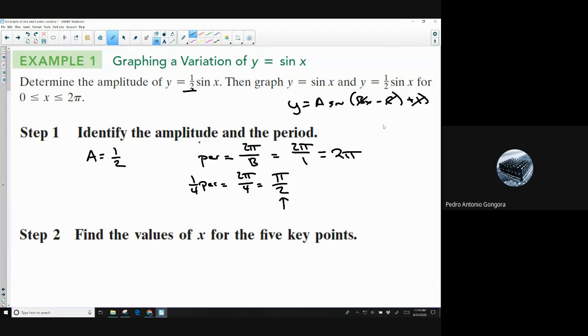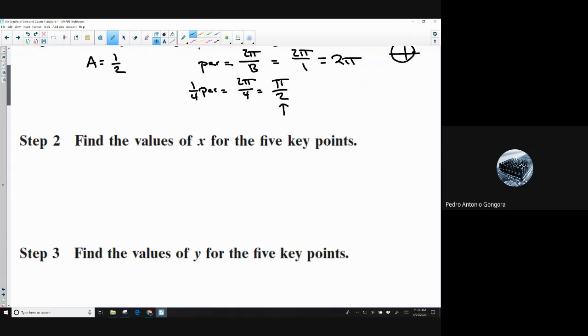Okay? Now, every function always starts at the same place unless you move it. It always starts at 0, right? That's where the unit circle starts, right? It all comes back to the unit circle. We're always going to start right there, right? That's standard position. We move it with a number inside of the parentheses. There is no number inside of parentheses with sine. So this function will start at 0.